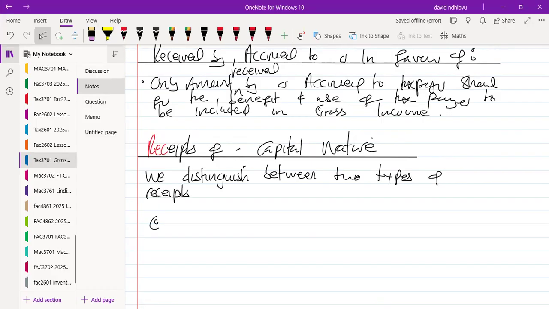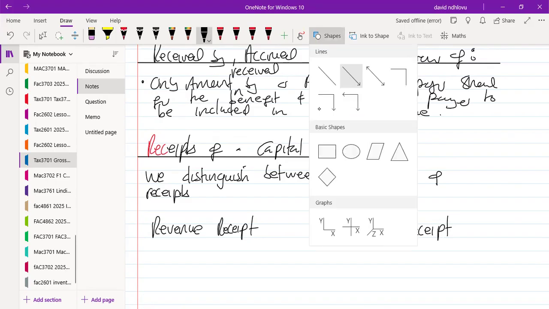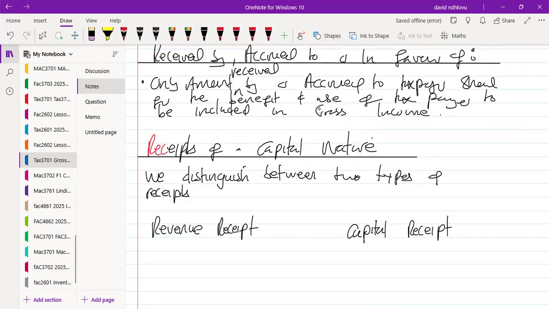Right, we have what we call revenue receipts. We also have capital receipts. So we have two types of receipts: the revenue receipts and the capital receipts.